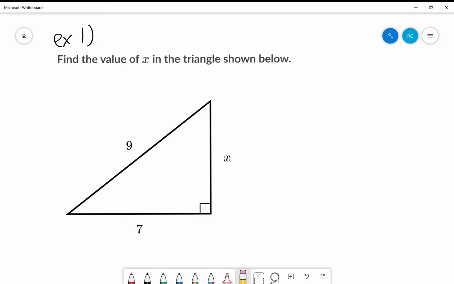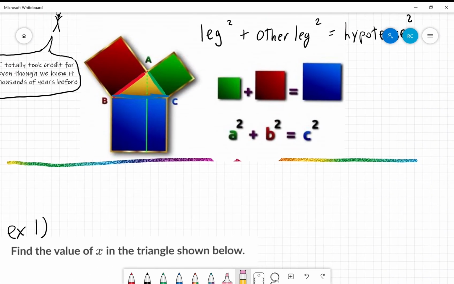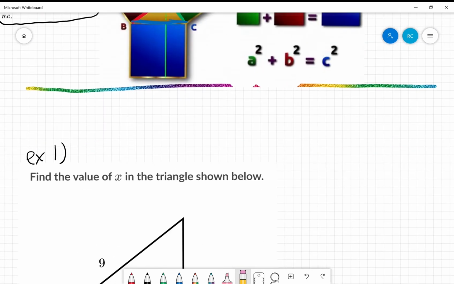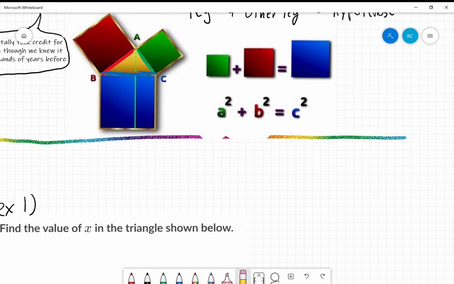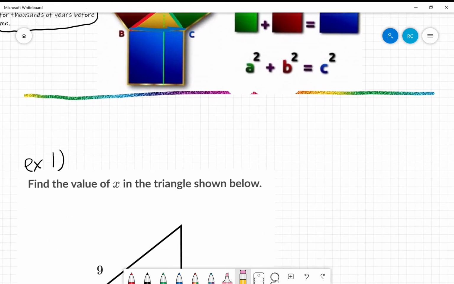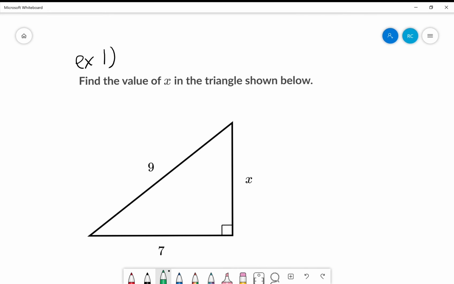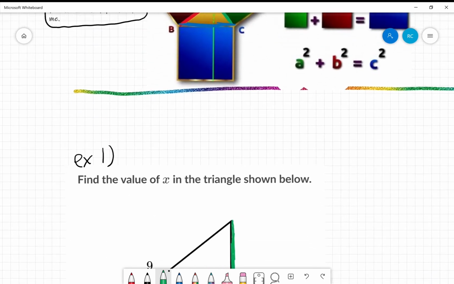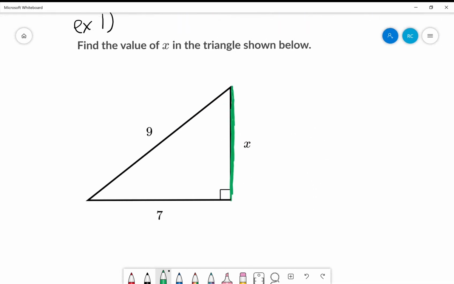Okay, so it's important to remember, once again, looking back at the Pythagorean theorem, that A and B represent the two legs, and C represents the hypotenuse. In fact, I'm even going to go ahead and label these. So we're going to call this A. B is red and C is blue. So we're going to call this B, and we're going to call the hypotenuse C.